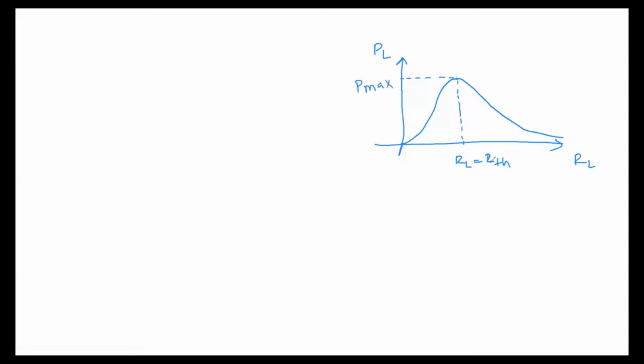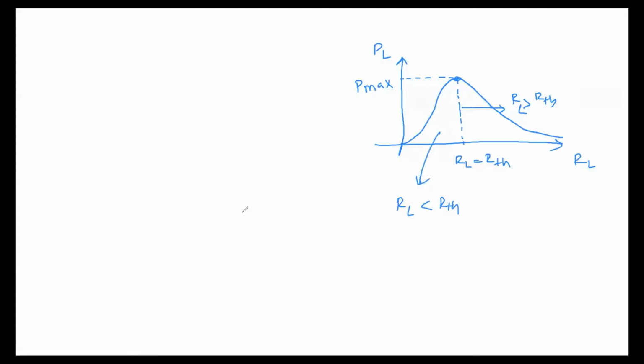So for all the other resistances, RL can be more than RTH. If you make RL greater than RTH, the power will be reducing again. It will be less than the maximum power only, right? If you make RL less than RTH, then also the power will be reducing only. So only at this point you will have maximum power. In the rest of the places, it will be less than P maximum only, right?